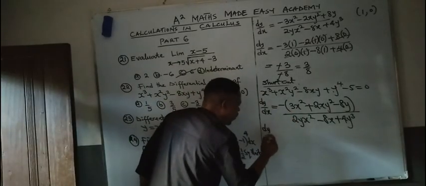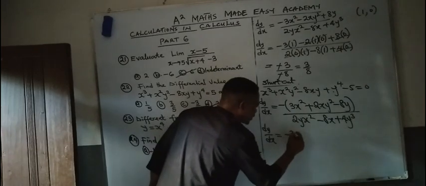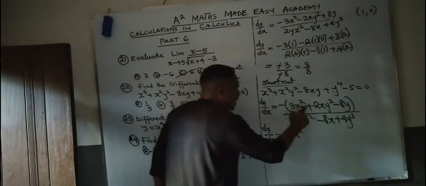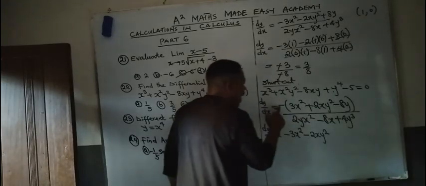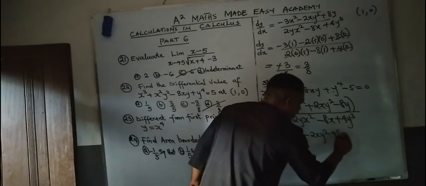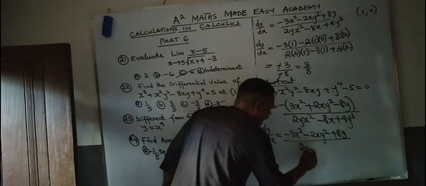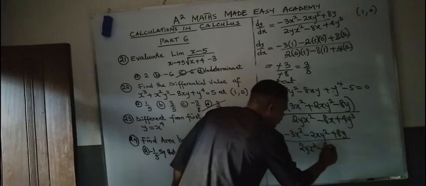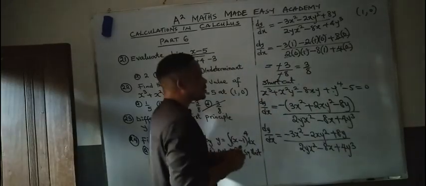I will be having dy over dx as this times this will give me minus 3x squared. Minus times plus is minus 2xy squared. Minus times minus will give me plus 8y. Divided by the denominator, which is 2y, x squared minus 8x plus 4y cubed. That is the final answer using shortcut.